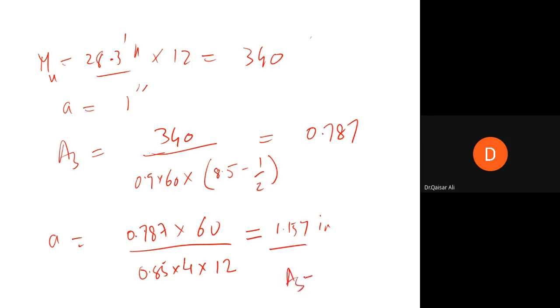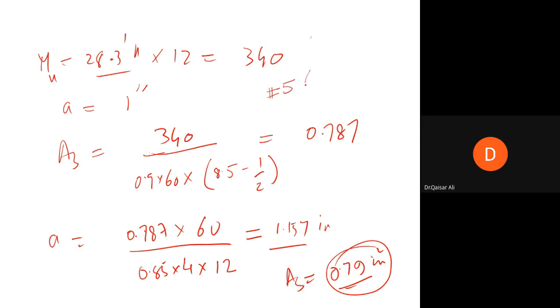As for the second trial comes out to be 0.79, and small a will then come very close to this. So let's say As is equal to 0.79 square inches. Then we will decide the spacing based on the diameter of the bar. Let's say we want to use number 5 bar.